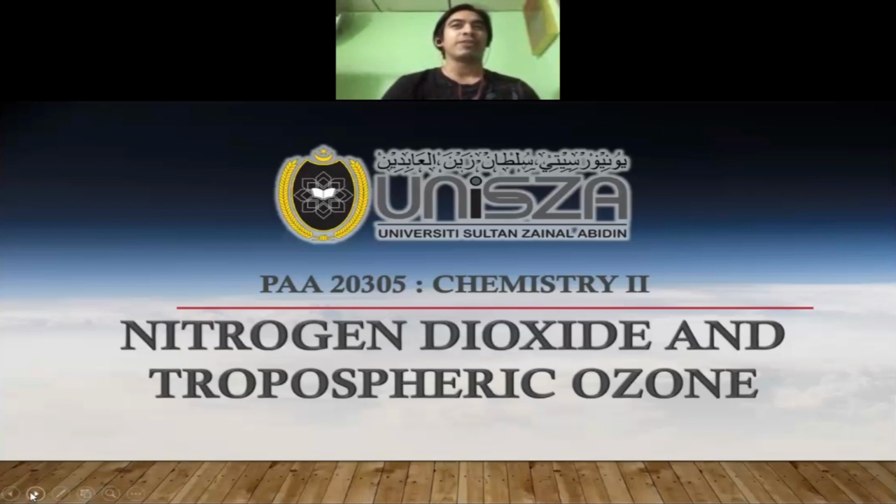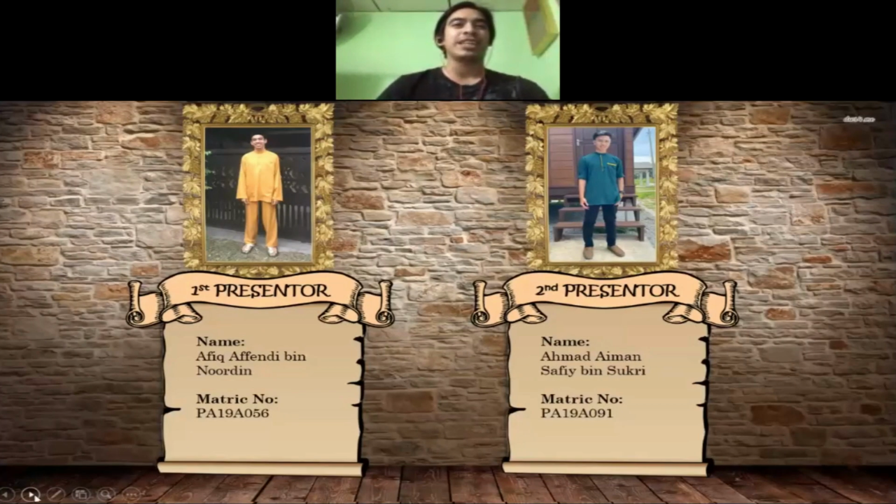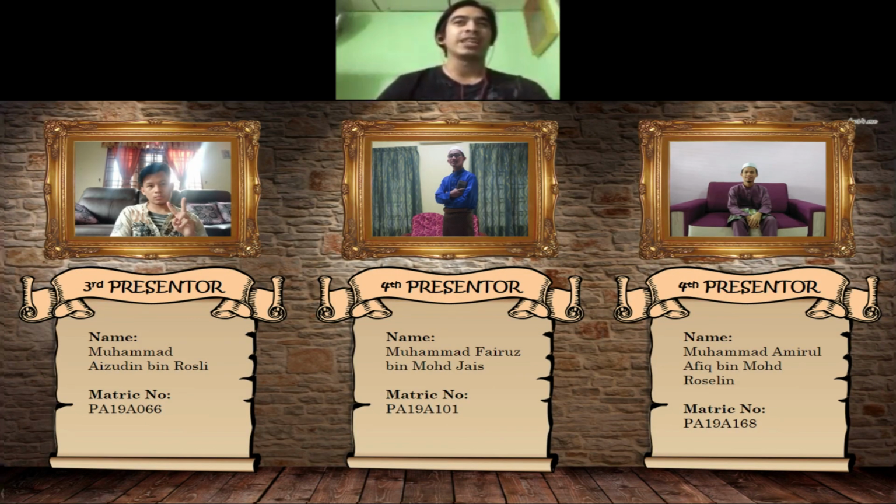Okay, my name is Afiq Afendi bin Nordin and my metric number is PA19A056. I am the first presenter and the moderator for today. Second presenter is Ahmad Aiman Safi bin Sukri. His metric number is PA19A091. The third presenter is Mama Izzuddin bin Rosli and his metric number is PA19A066. The fourth presenter is Mama Fairuz bin Muhammad Jais and his metric number is PA19A101. And the last presenter is Mama Amirul Afiq bin Muhammad Roslin and his metric number is PA19A168.